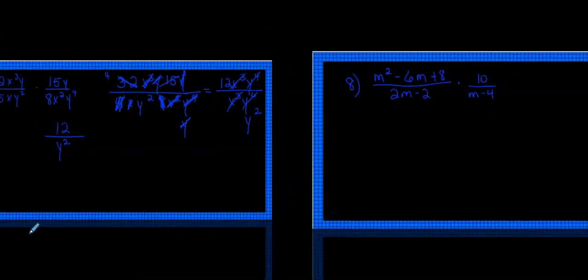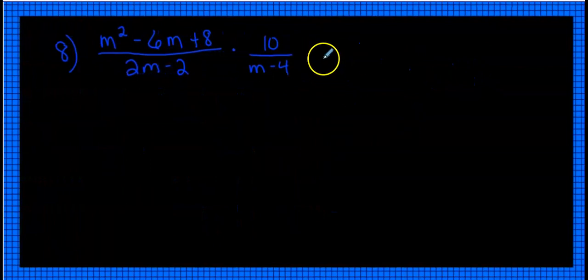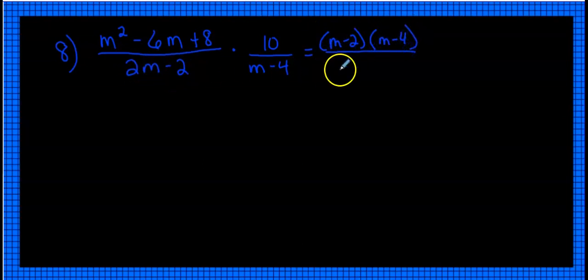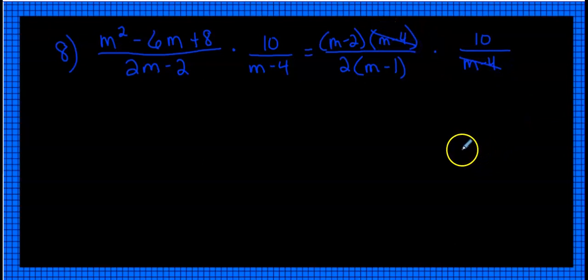So number 8, we need to do some factoring first. We need to rewrite this whole thing. So I'm going to just put an equals here, and then I'm going to factor this trinomial into m minus 2, m minus 4. And then this, I'm going to take out the GCF of 2. That's going to give me m minus 1. And then the 10 can't be factored. The m minus 4 can't be factored, but it can be canceled with this m minus 4. But I think that's the only thing.